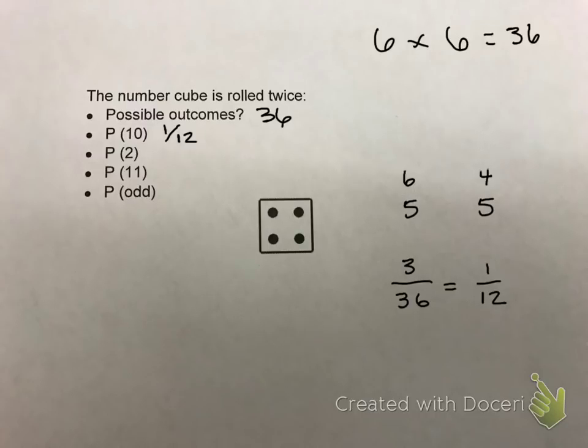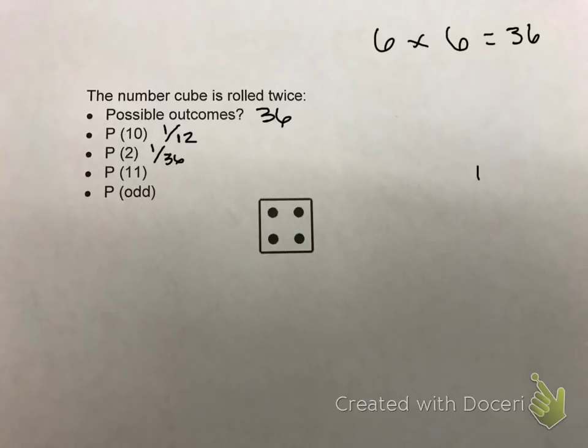Next, we're looking at the probability of us rolling a 2. Well, there's only one way to roll a 2, and that's if you get a 1 on the first roll and a 1 on the second roll. So the probability is 1 out of 36.